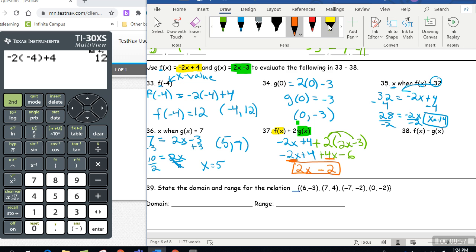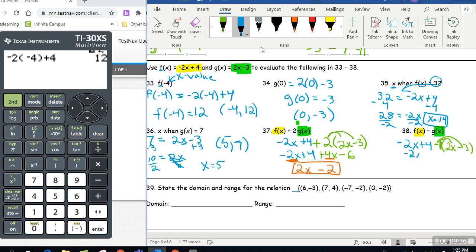38. Same dealio. f of x, g of x, but now we've got a subtraction sign. So it's going to throw a little curveball at us. f of x is still -2x plus 4, but now we've got minus (2x minus 3). So what we've got to do now is distribute that negative inside our parentheses.